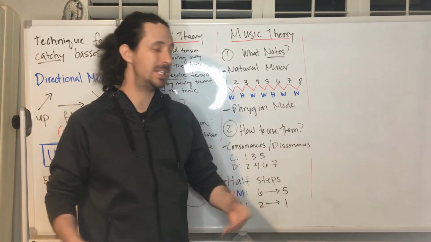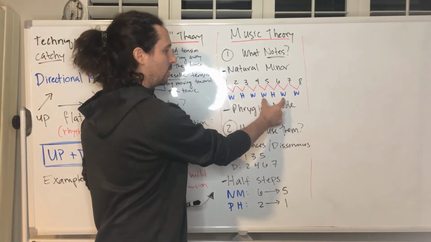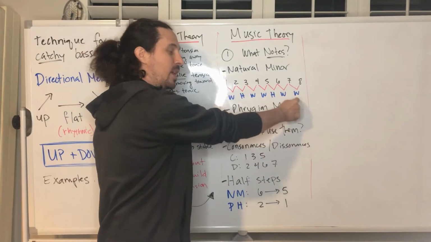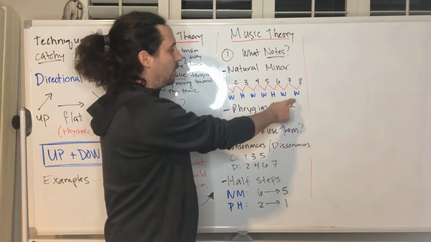And it's very simple. It's just whole step, half step, whole step, whole step, half step, whole step, whole step. You can see it's very easy to memorize because you have these two groups right here. Whole step, half step, whole step. That repeats. Whole step, half step, whole step. And then you have this seventh wheel, this little straggler whole step, okay?